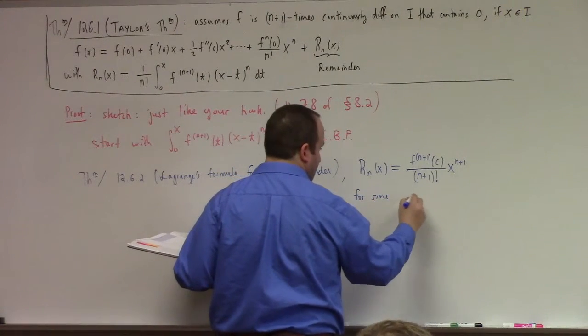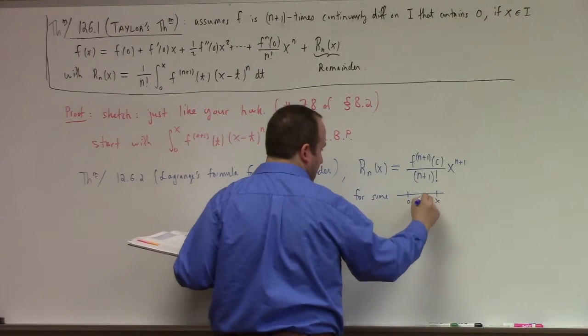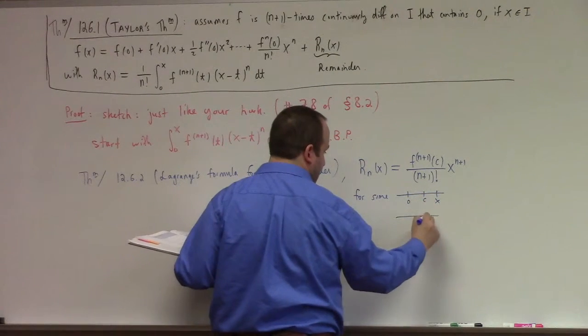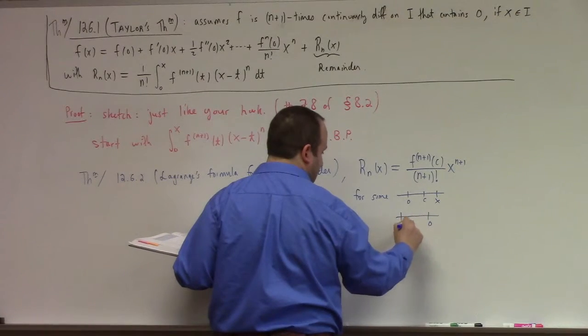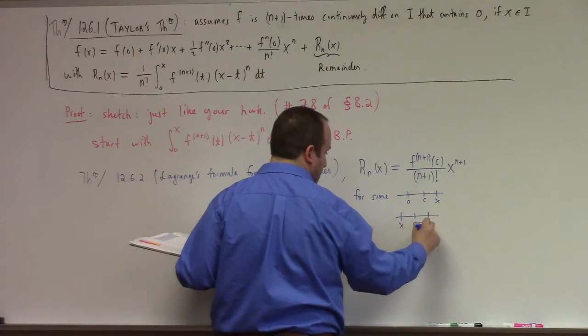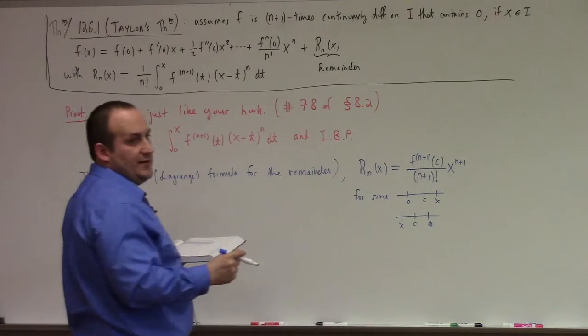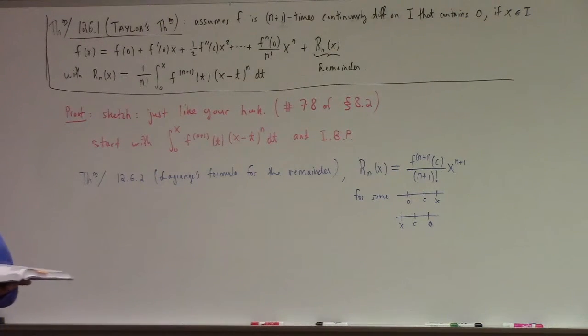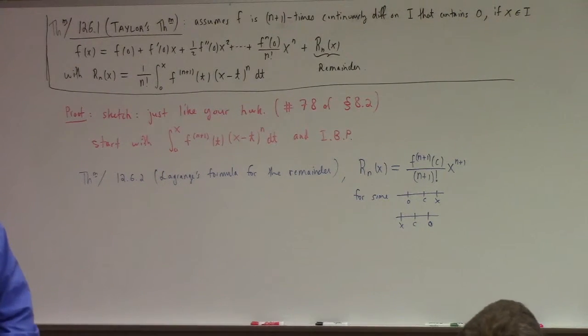And so here's a picture. If this is 0 and this is x, c is here. On the other hand, if this is 0 and this is x, then the c is over here somewhere, okay? He wants to allow x to either be to the left or to the right of 0. That's the setup here.